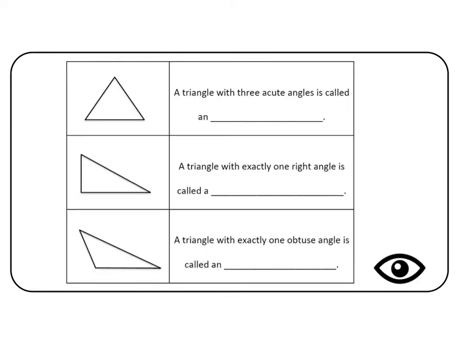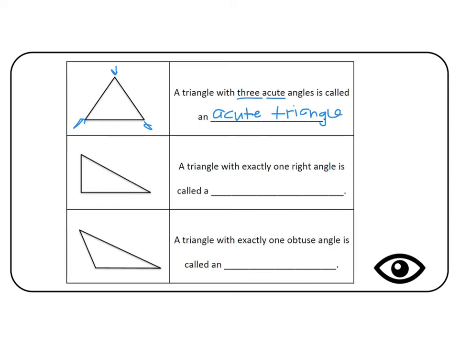When we take those angles, acute, right, and obtuse, and we put them in a triangle, we can name the triangles based on their angles. This should be a review, so let's go over it together. This first triangle has 3 acute angles. They're all smaller than 90. So we call this triangle an acute triangle based on the angles inside.